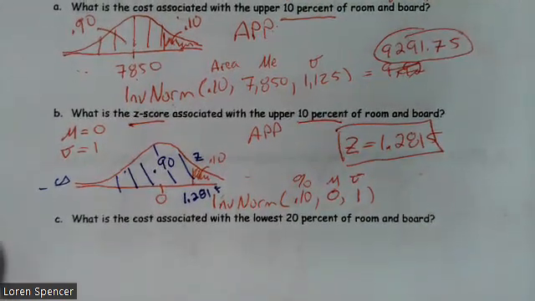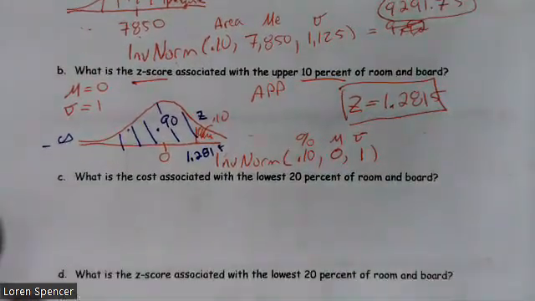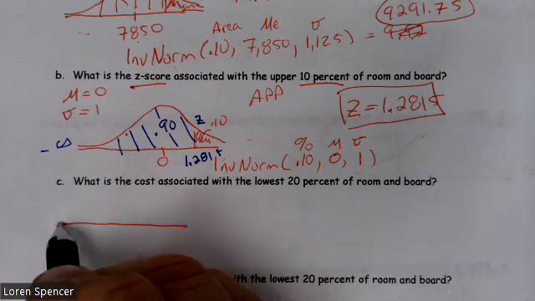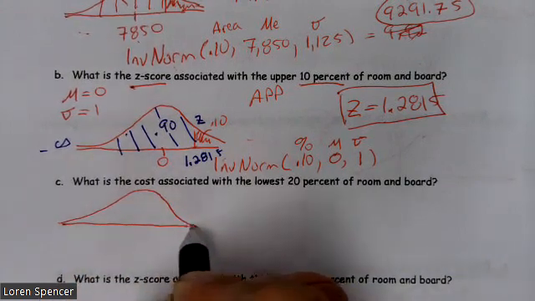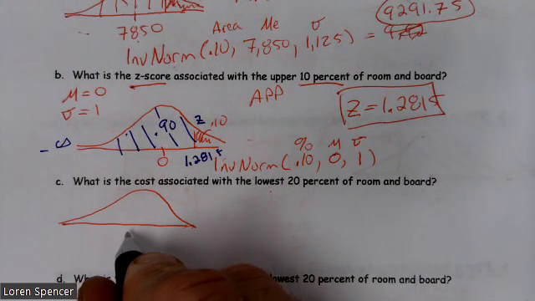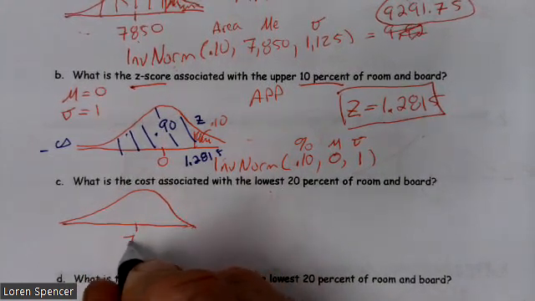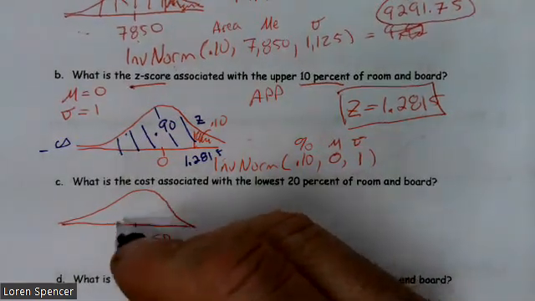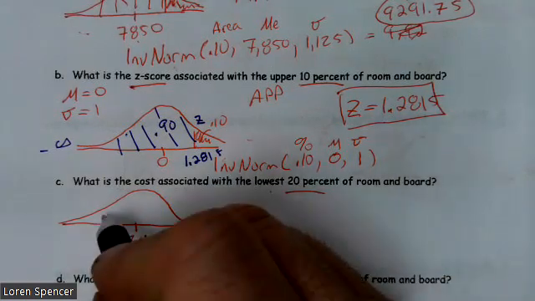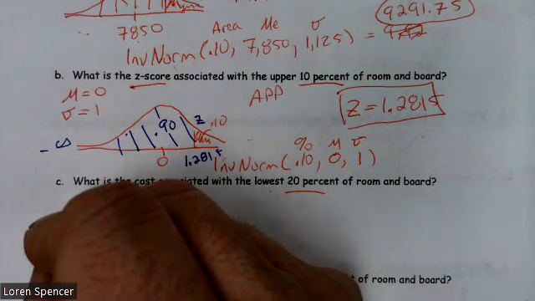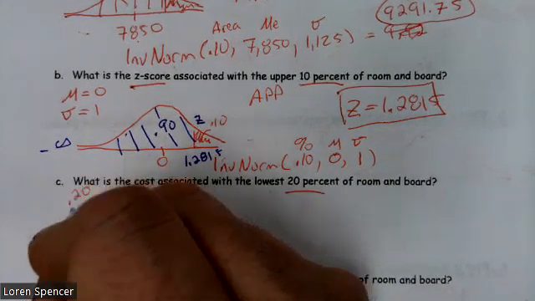All right. The next one, what is the cost associated with the lowest 20% of the room and board? All right. So we draw our normal curve. We're talking about an actual value. We're not asking for a z-score. So our actual mean was 7,850. And our mean's at 50%, and we want only 20%. So we know we're going to be below it. So I'll just take this little area right there, and I'll just pretend like that is 20% or 0.20.